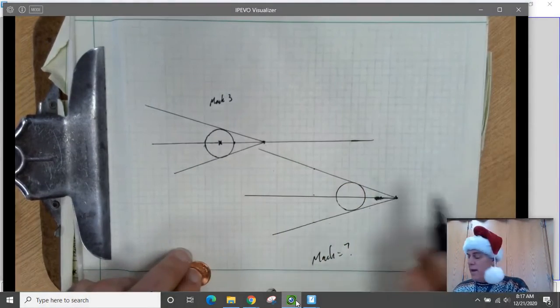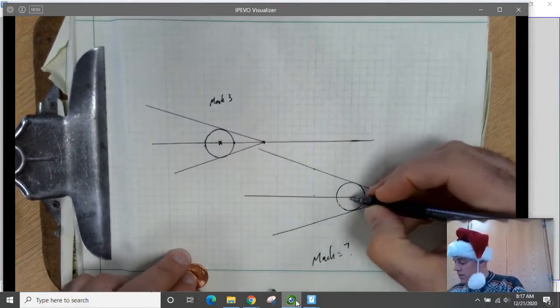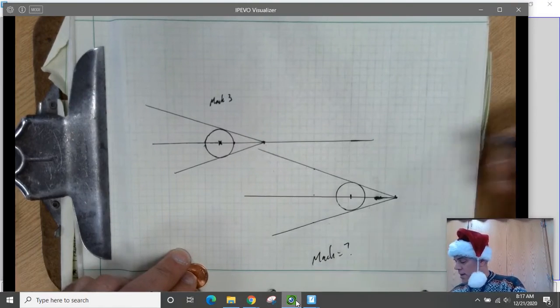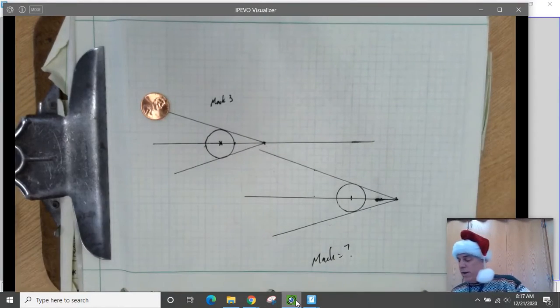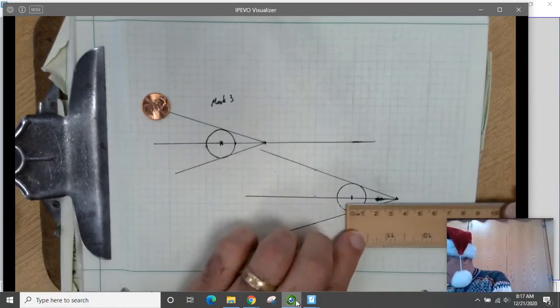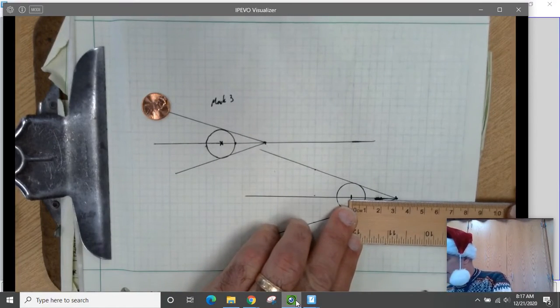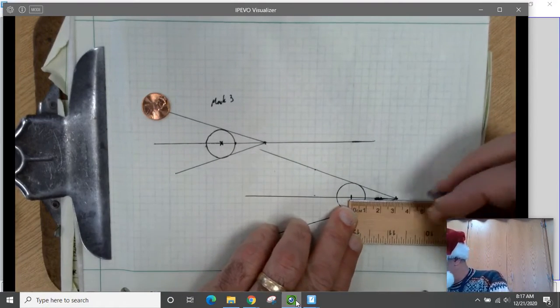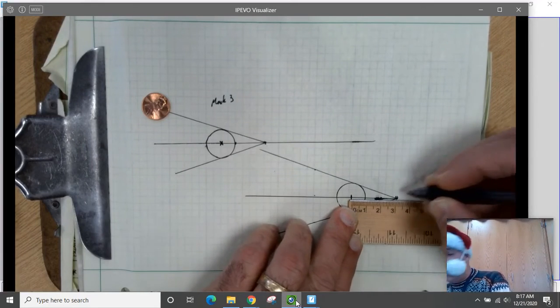That's what you do. Now you have a circular pattern just like this. You find the center of the penny. It's right about there. And now you measure. Now you know that the radius of the penny is 1 centimeter, so that makes it easy. And this one comes out to be about 3.25.